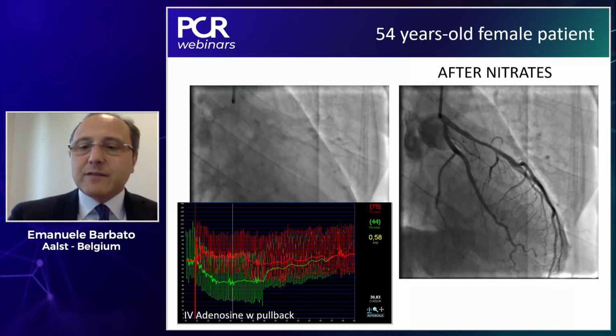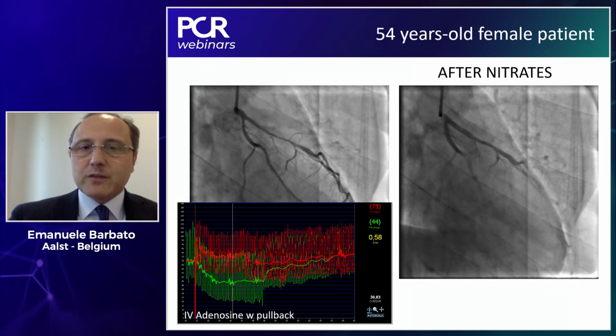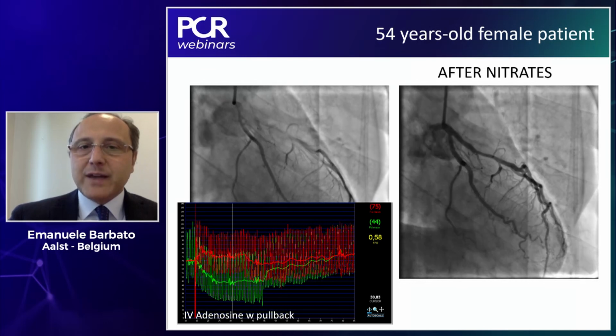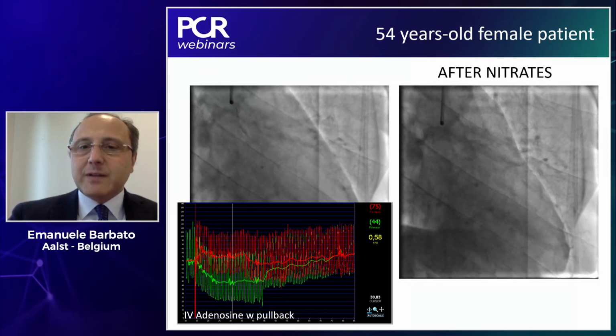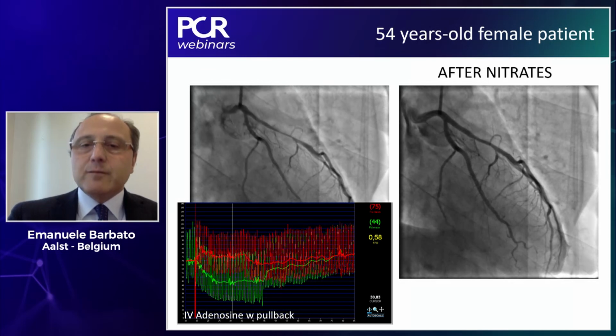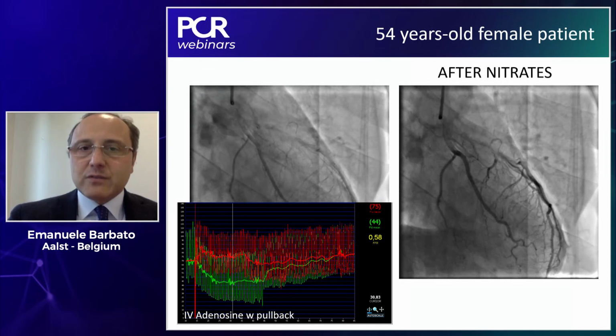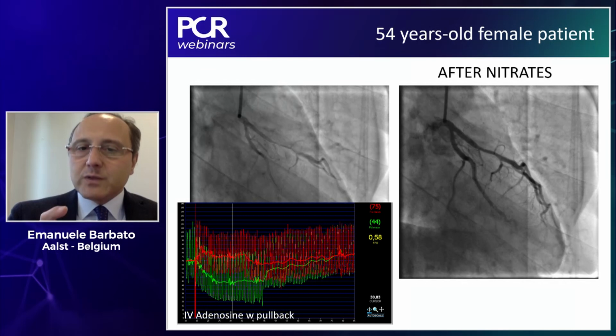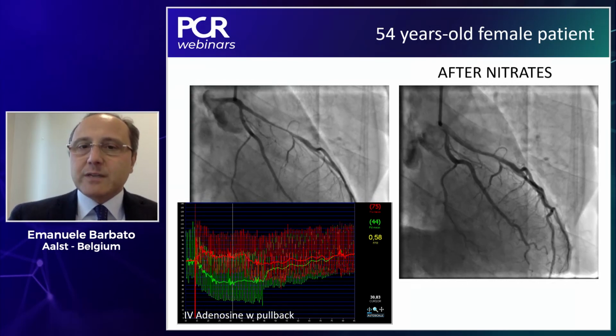Therefore, we first gave an IC bolus of nitrates, and then we repeated the angiogram, and interestingly enough, there was a significant focal vasospasm of the proximal LAD. Now you can see how this proximal LAD lesion looks more like an intermediate stenosis severity, much more in agreement with the CCTA as it was in the beginning.